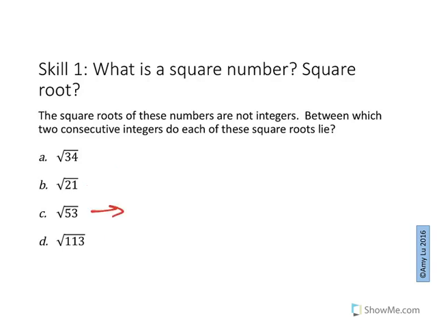Now for C, the square root of 53 has to be between 7 and 8 because 7 times 7 is 49 and 8 times 8 is 64. For 113, the square root of 113 has to be between 10 and 11 because 10 times 10 is 100 and 11 times 11 is 121.